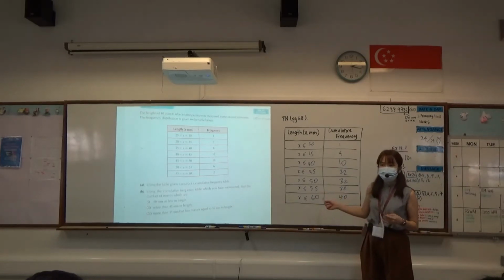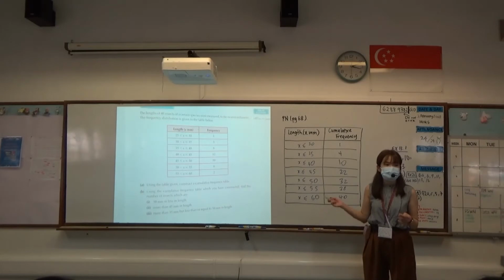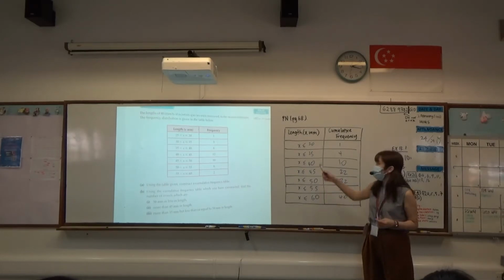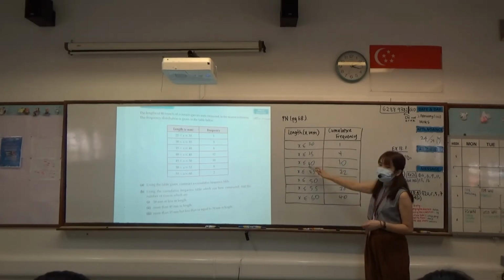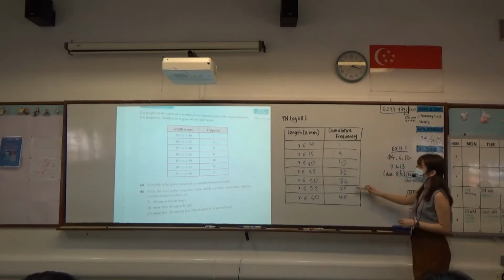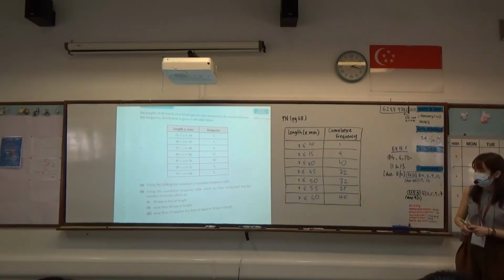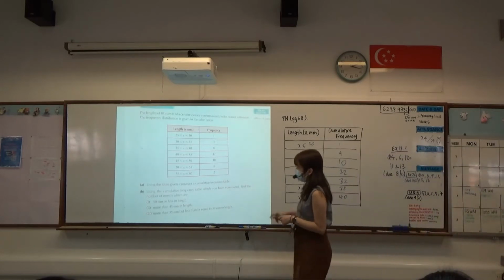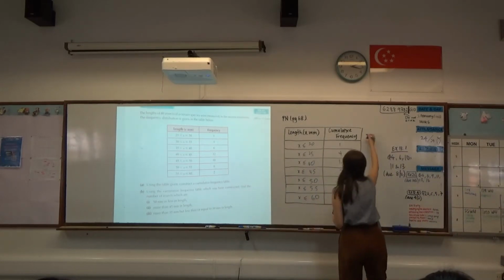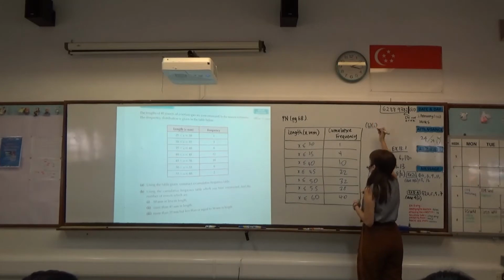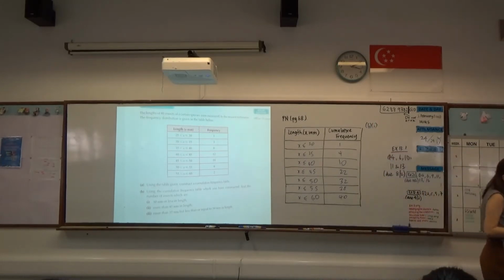Alright, any questions regarding filling up of this cumulative frequency table? Okay, so do take note that down here it should all be less than or equals to. And for cumulative frequency, we're just adding up the numbers accordingly based on the frequency table. So looking at part 1, we want to get 50 mm or less. So what will your answer be, Wei Chan?